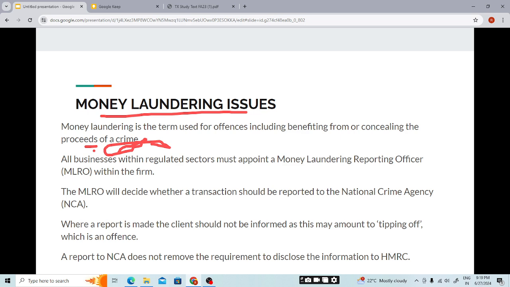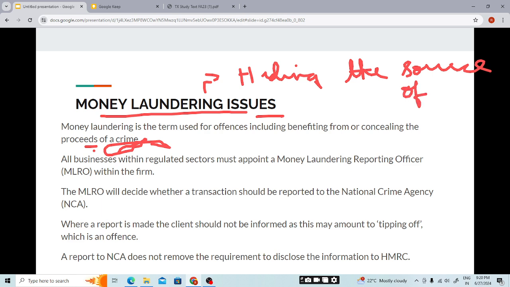You are not showing the source of income, and you are rotating the money through further bank accounts and moving it to some other countries and through some other transactions, and after that you're purchasing some asset. So this will be under the money laundering issues. We'll be learning that money laundering issues means you are hiding your source of income. At present, keep in mind, hiding the source of income.